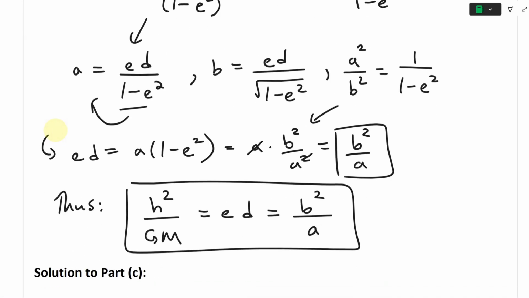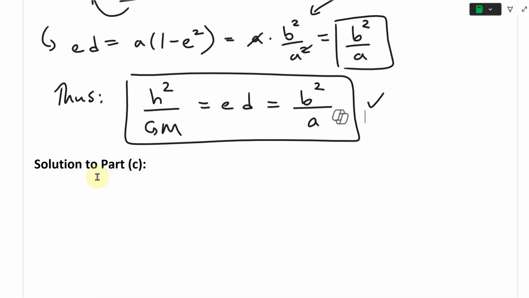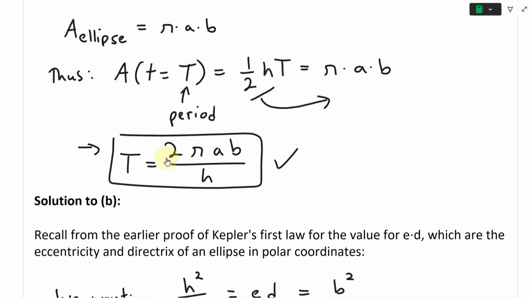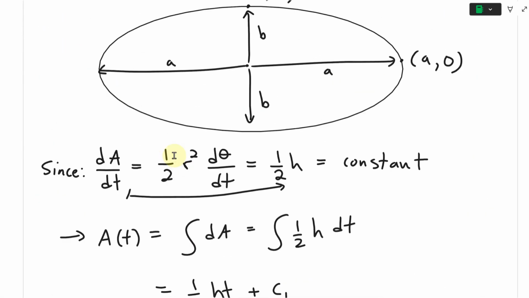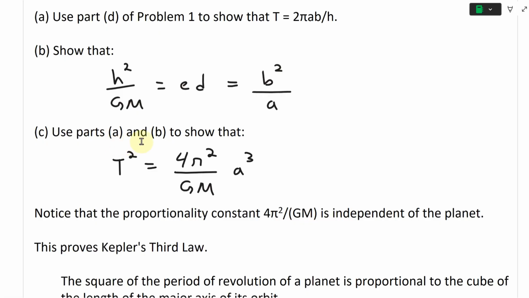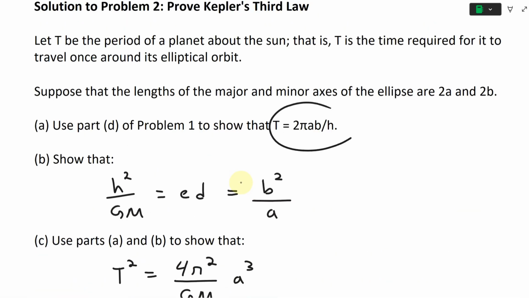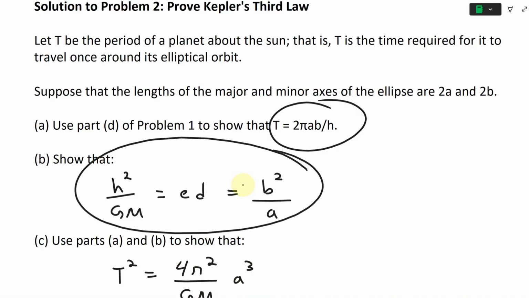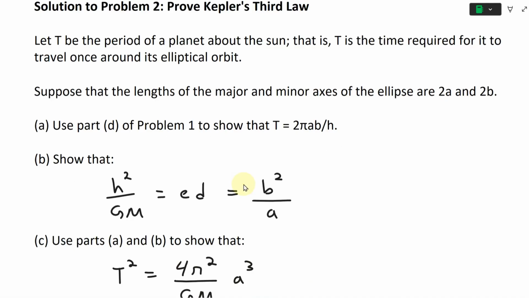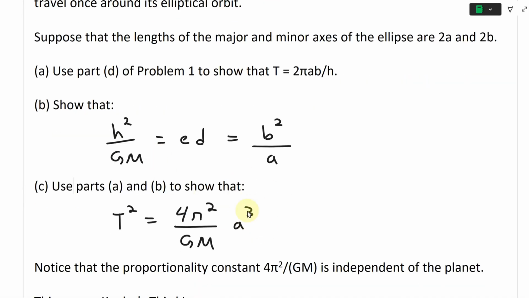All right, so now that we have this, I'm going to put a check mark. Now let's take a look at the next part, and that's the solution to part C. So let's scroll all the way back up to part C, and that's right here. Use parts A and B to show that T squared equals 4 pi squared over GM times A cubed. So use parts A and B, use this equation and these equations, and basically solve for T squared in terms of A.